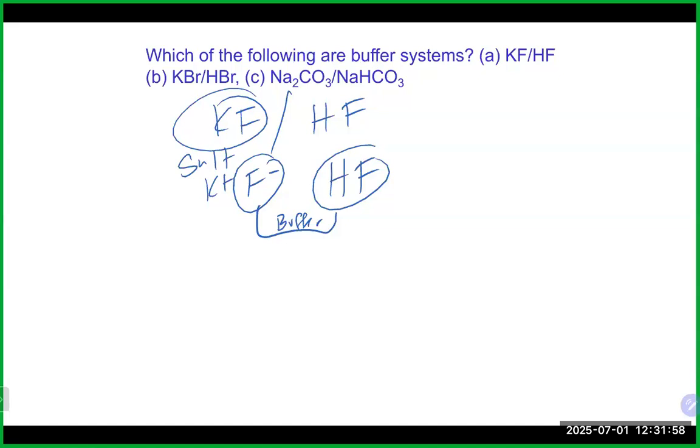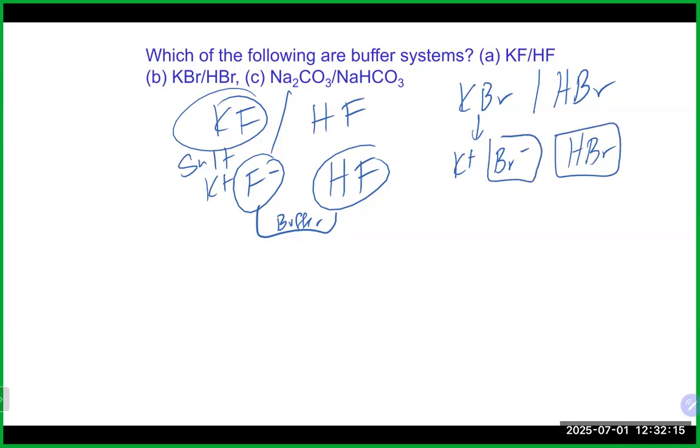conjugate base. Taking a look at B, that is KBr and HBr. So again, this is a salt, K+ and Br-, and HBr. These are the two guys related to each other. Can that be a buffer? The answer is no. Why is that not a buffer? What type of acid is that?